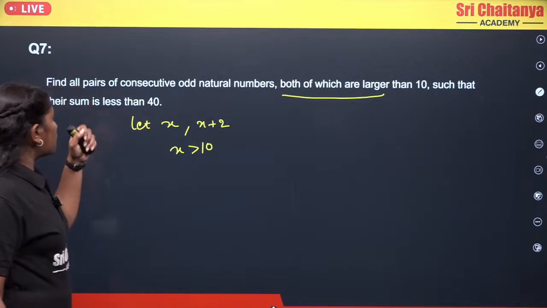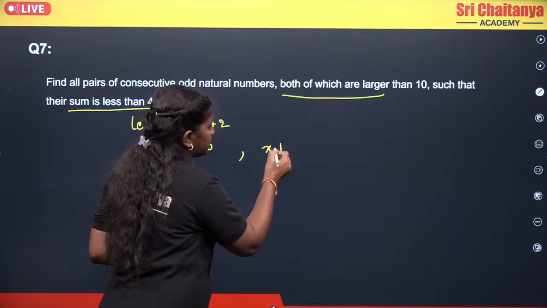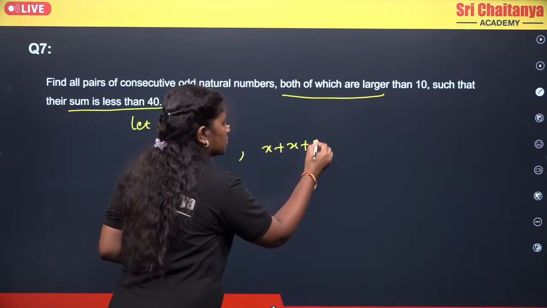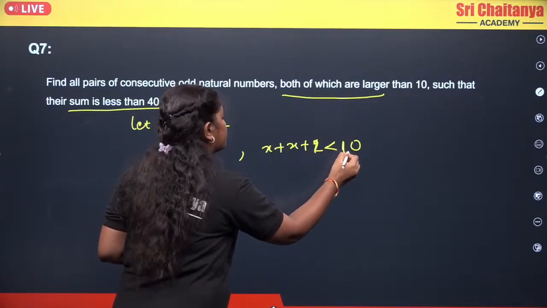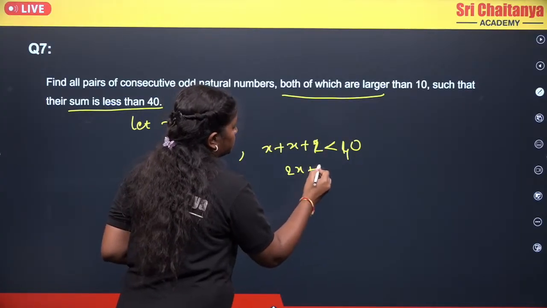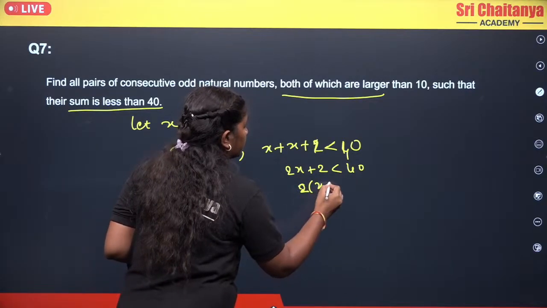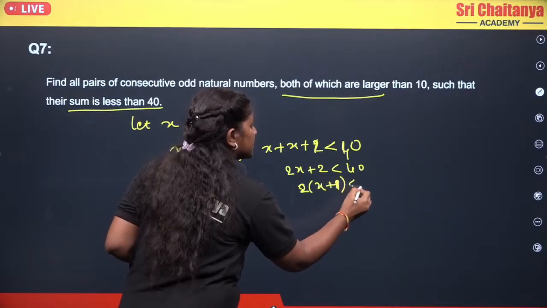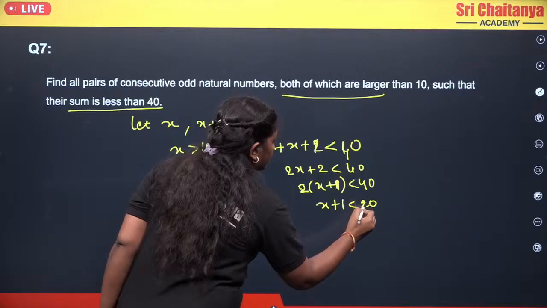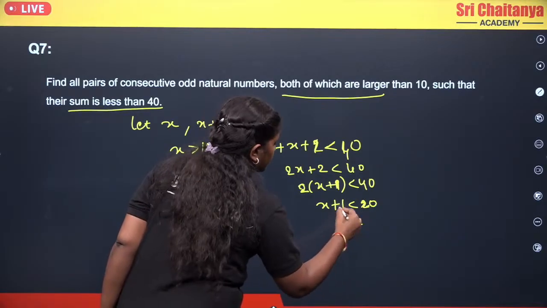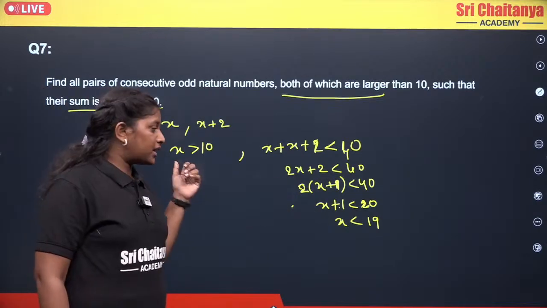Now let's go for the second condition: the sum is less than 40. So the sum is x plus x plus 2, less than 40. That becomes 2x plus 2 less than 40. Taking 2 common, 2 into (x plus 1) is less than 40. Now x plus 1 is less than 20, so x is less than 19. So x should be less than 19 but greater than 10.